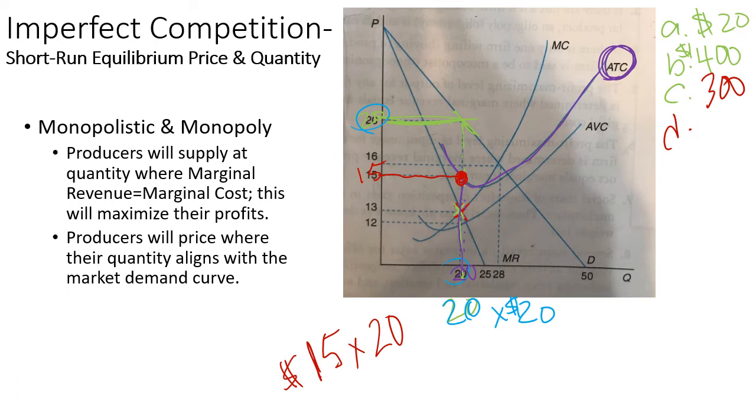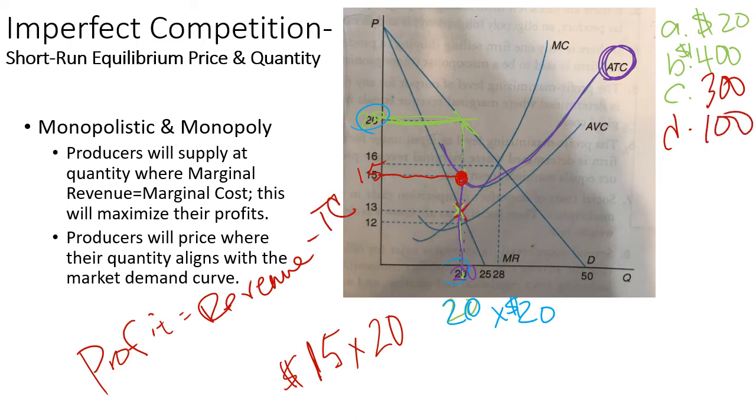D, calculate the profit for the monopolist. Well, profit equals revenue minus total cost. So 400 minus 300 is 100. And that's what this area is here. The difference between 20 and 15 is $5, and we're selling 20 of them too. So 20 times 5 is 100. So we can double check it both ways.